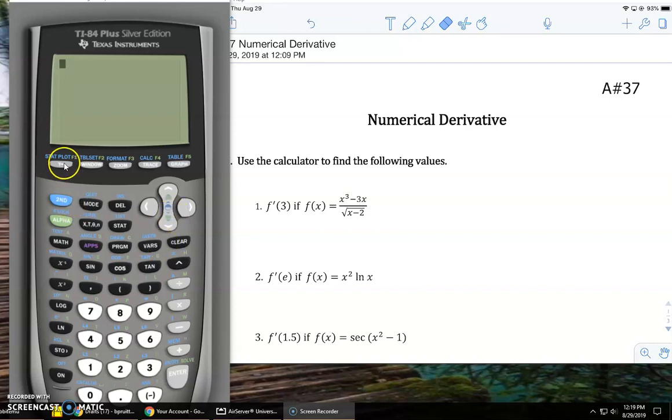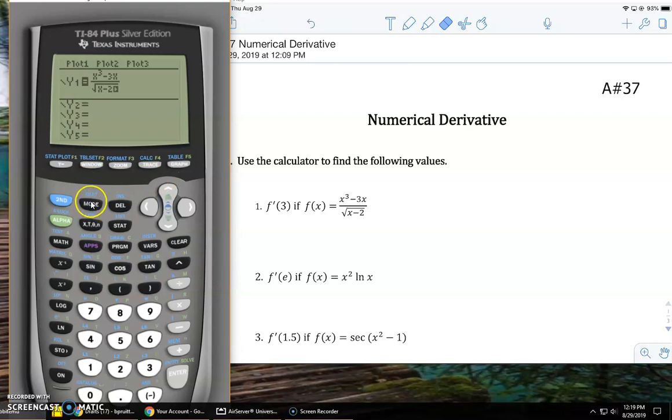So I'm going to go ahead and put it in y equals. I'm going to put that equation right here. If it's a fraction, I like it to look like a fraction. So I hit alpha y equals, which brings me this screen. And then I'm going to type my equation in just like it looks. Making sure I type it in right. And I have that equation.